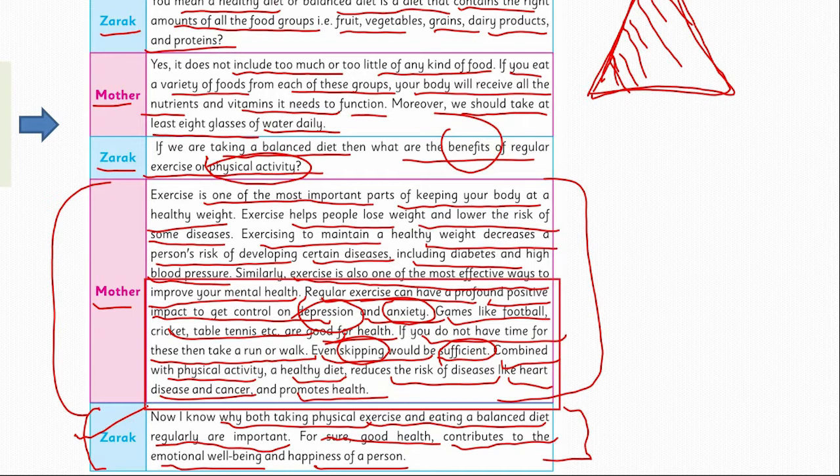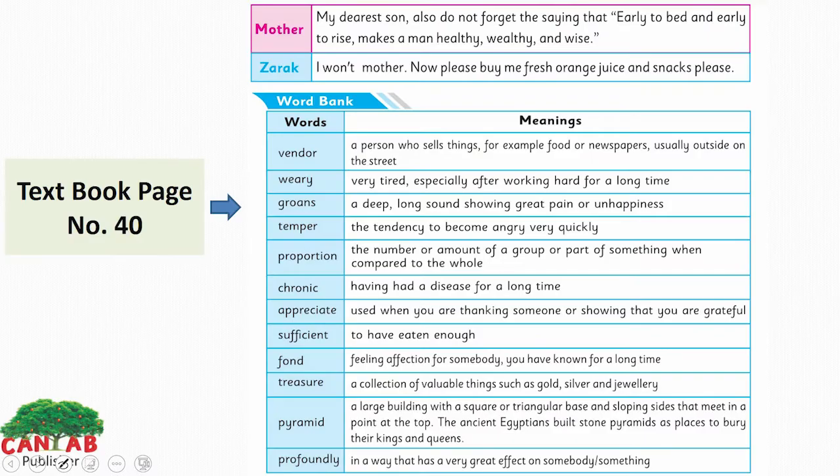इंसान दिमागी और इमोशनली दोनों तरह से ठीक रहता है अगर हम फिजिकल एक्टिविटी और बैलेंस डाइट को साथ में रखें. Then his mother says, my dear son, also do not forget the saying that early to bed and early to rise makes a man healthy, wealthy and wise. His mother says that a person who wakes early and rises early becomes healthy, wealthy and wise. Then Zirk says, I want, mother, now please buy me fresh orange juice and snacks please.